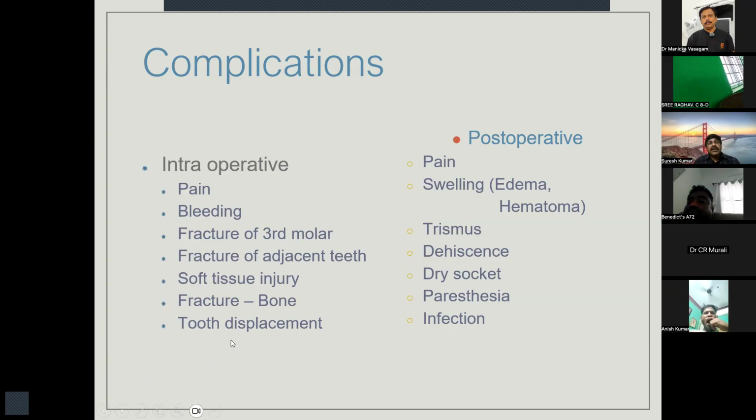And one other rare complication is tooth displacement. You elevate the tooth, it gets luxated from the socket, it will come out, but it will get displaced into the buccal side or lingual side. Buccal side is easy to detect and retrieve, but lingually you have the pterygomandibular space, lingual space. So if it slips inside, then it is very difficult to locate it. You may have to do another X-ray, find out the tooth, and again you might seek help from the oral surgeon to retrieve the displaced tooth. The commonest displacement is into the sublingual pouch.